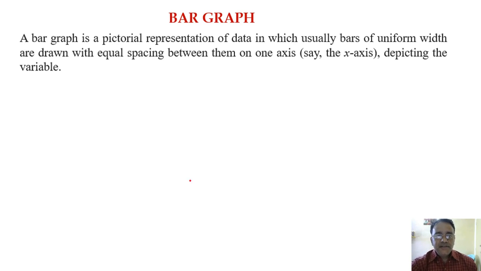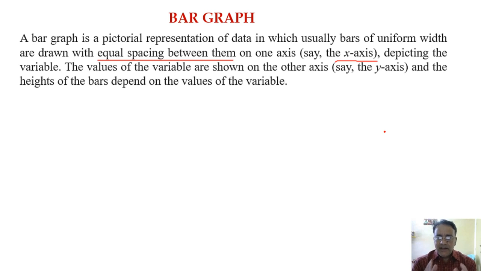Bar graph you have already studied in class 6th, 7th. A bar graph is a pictorial representation of data in which usually bars of uniform width are drawn with equal spacing between them on one axis. One axis means you can draw on x-axis also, you can draw on y-axis also. It is okay, vertical and horizontal, it is of two types, but usually we used to draw on x-axis, depicting the variable.